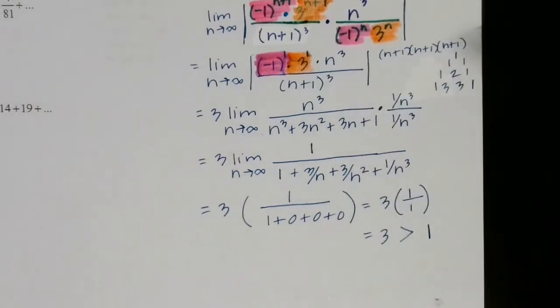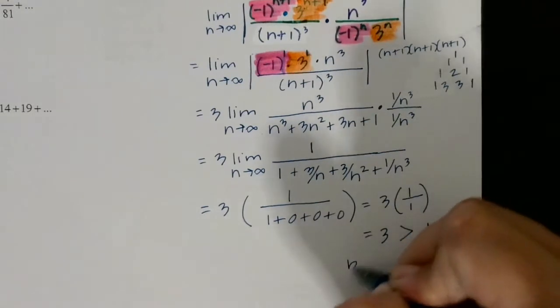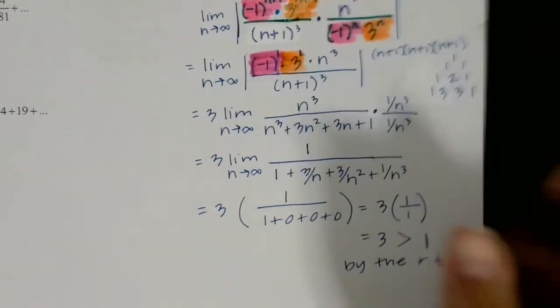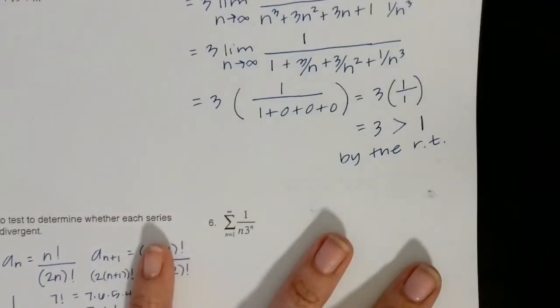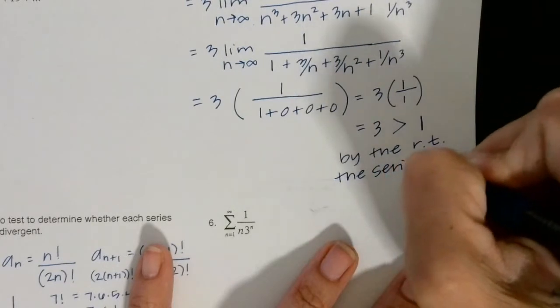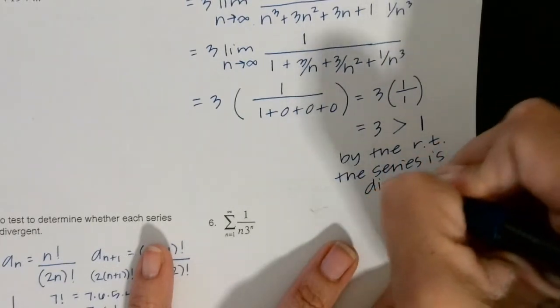You have to say it's greater than 1. It's a ratio test. And this step is important too. You have to write by the ratio test. Yes, you have to write by the ratio test. The series is divergent.